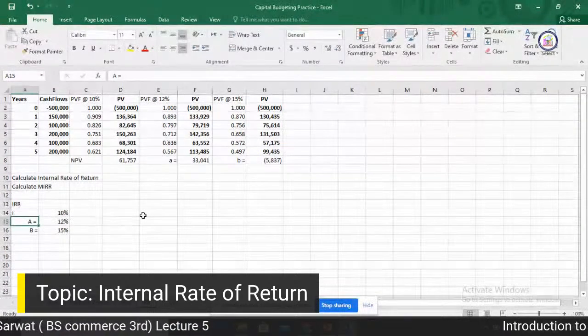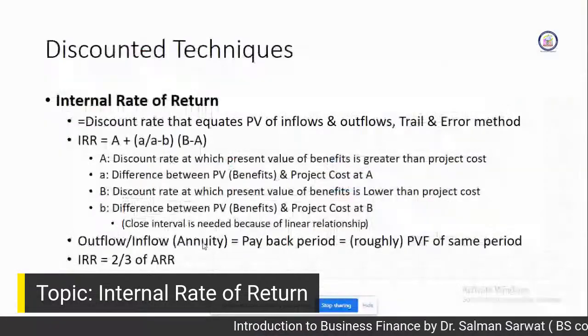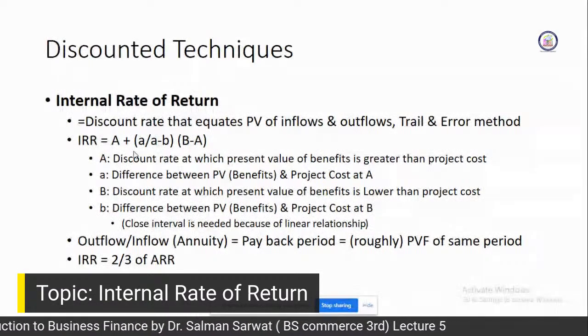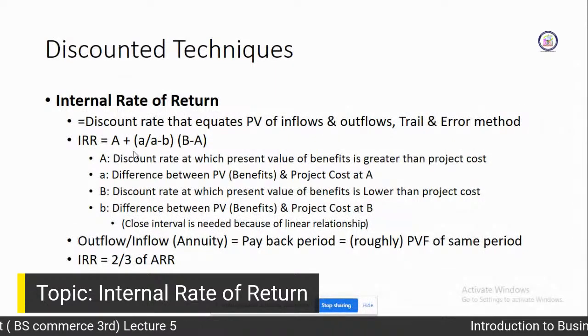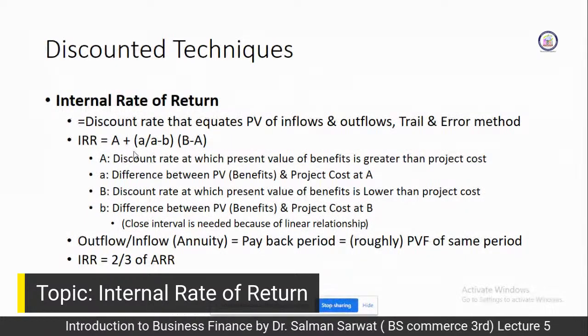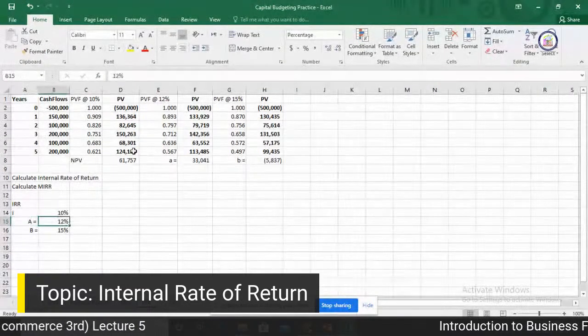And this was our formula, that IRR will be equal to capital A plus bracket open small a divided by small a minus small b, bracket close, times capital B minus capital A. This is the formula. Okay, so we are going to apply this formula over here.